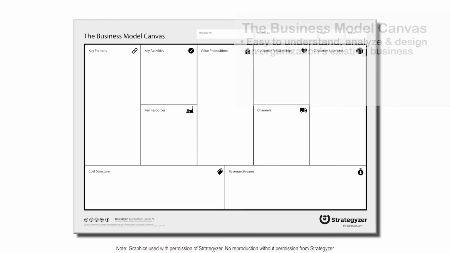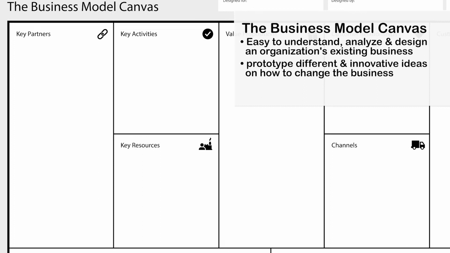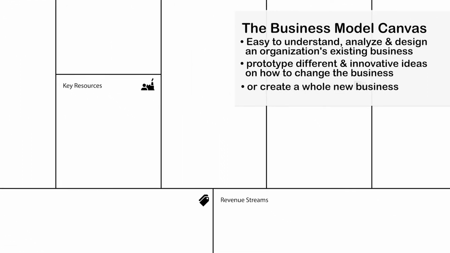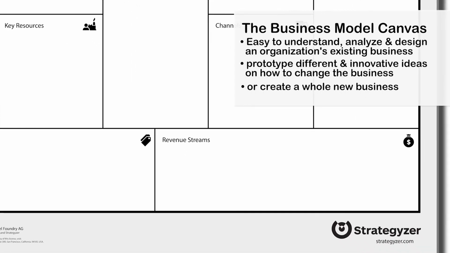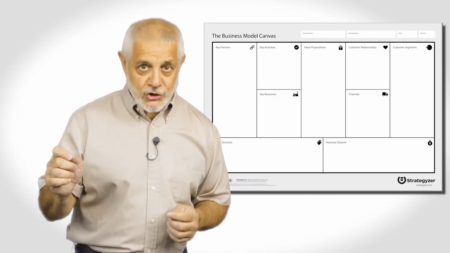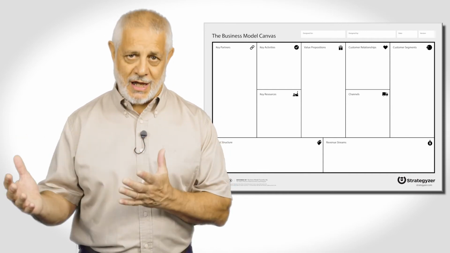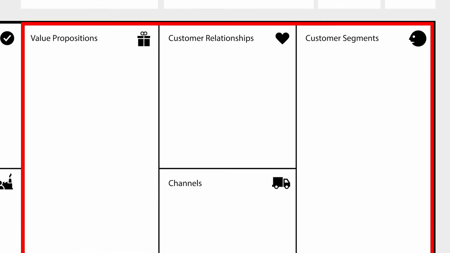Now, the Business Model Canvas makes it easy to understand, analyze, and design an organization's existing business, prototype different and innovative ideas about how to change the business, or create a whole new business. The Canvas structure addresses the three core aspects of a business model. What value you deliver to which customers and how you deliver that value constitutes the customer-facing part of the canvas, commonly known as the front stage. The right side of the canvas includes customer segments, value proposition, customer relationships, and channels.